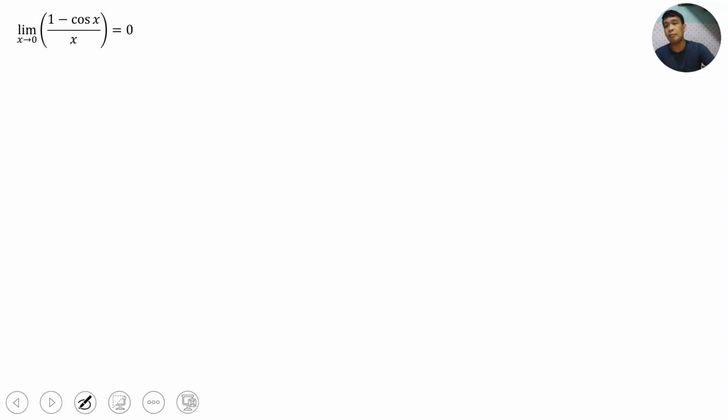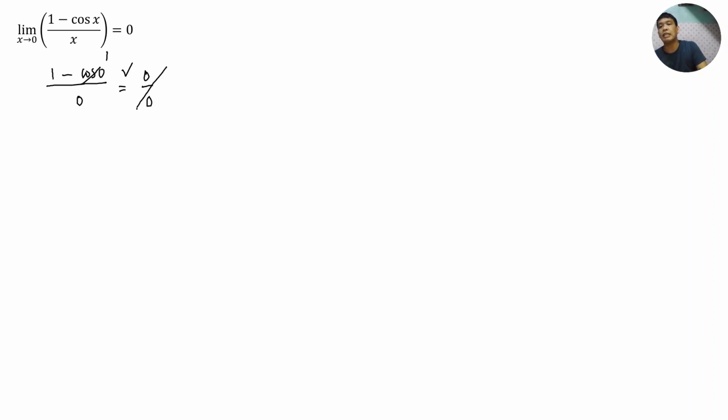So, how about the limit of 1 minus cosine x all over x, which must be equal to 0. So, substituting x equal to 0, we will have 1 minus cosine 0 over 0. Again, cosine 0 is 1. So, it becomes 1 minus 1 is 0 over 0. So, with direct substitution, it becomes indeterminate, and we will not leave an answer in indeterminate form. So, we have to find a way to solve this.